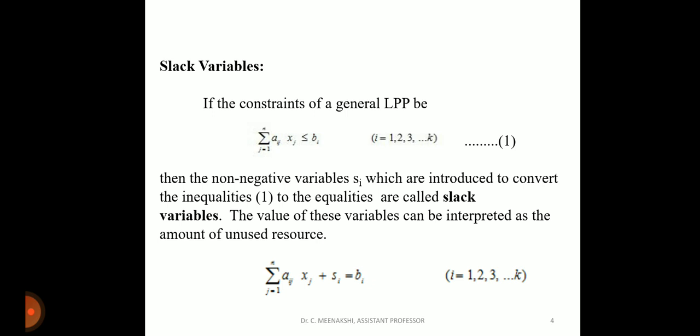If the constraints of the LPP are of the form sigma i equals 1 to n, ai xi less than or equal to bi, that is, all of the constraints are of the less than or equal to type, then the non-negative variables si which are introduced to convert these inequalities to equalities are called slack variables. That is, sigma j equals 1 to n, aij xj plus si equals bi. The less than or equal to constraint is converted into an equality by adding the slack variable.